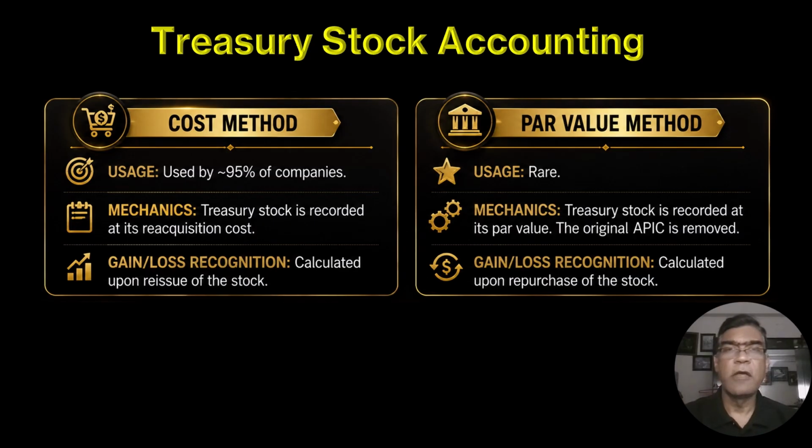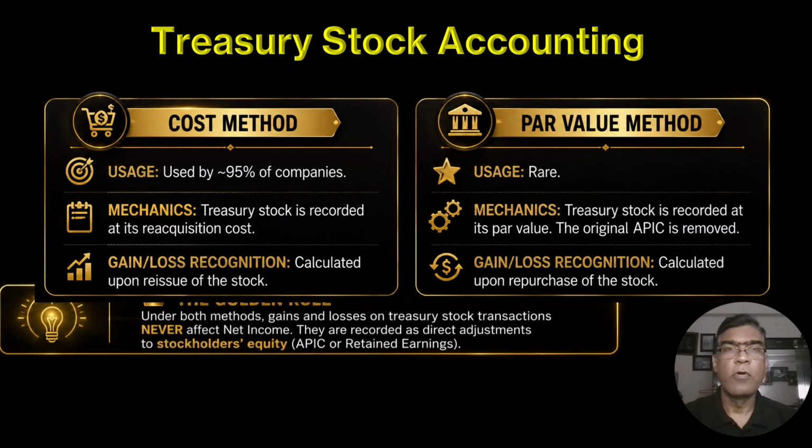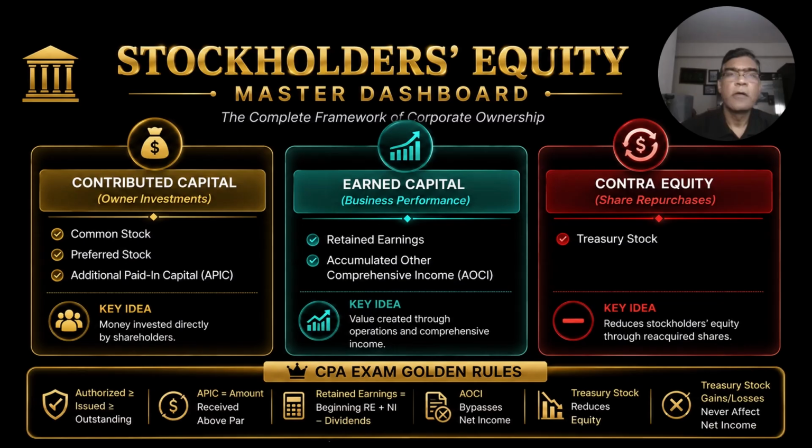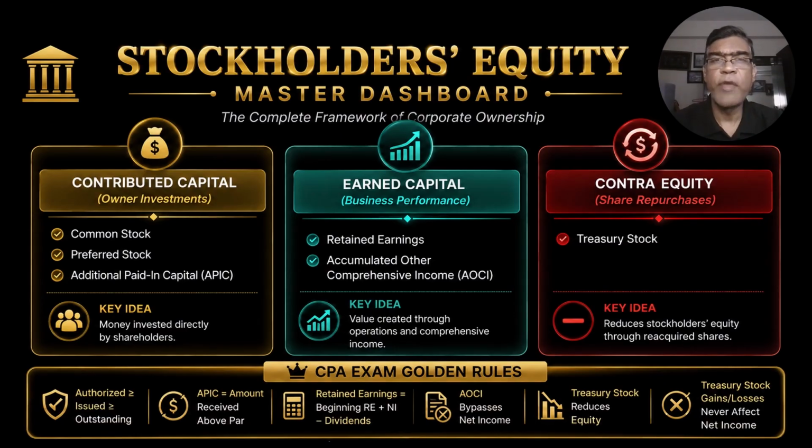Regardless of the method, remember the golden rule. Treasury stock transactions never touch the income statement. Any gain or loss is treated as an equity adjustment, not as profit or expense. This distinction is crucial because it preserves the integrity of net income while showing how buybacks and reissuance reshape the equity section. This dashboard brings together everything we have learned about stockholders' equity.